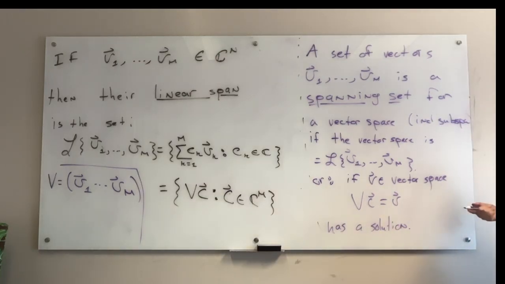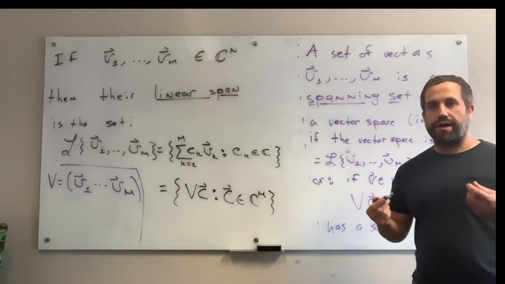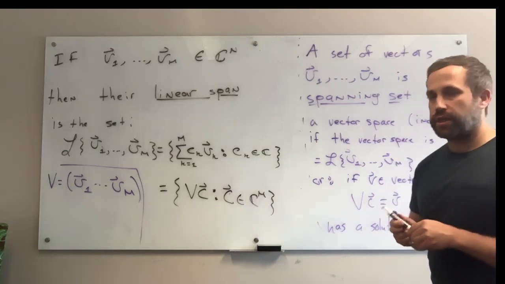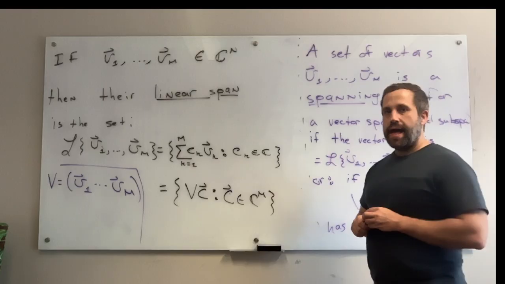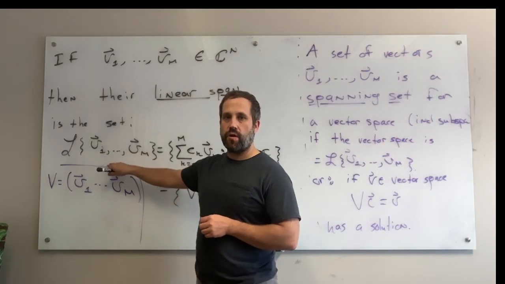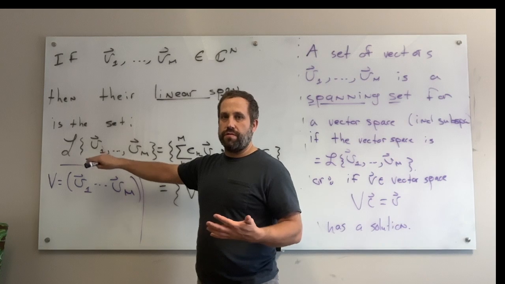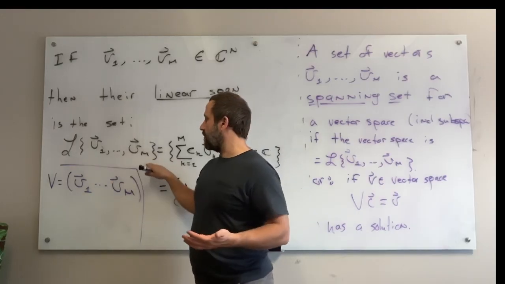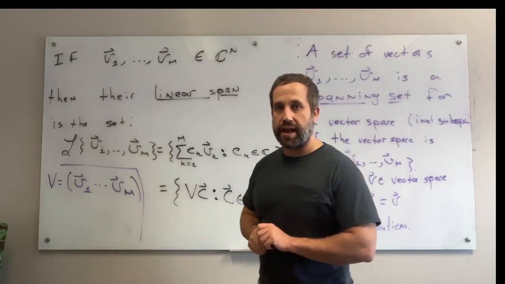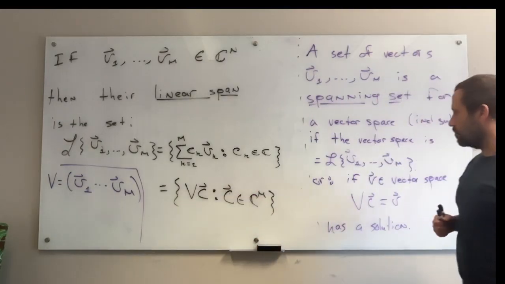Just by definition, a set of vectors is a spanning set for its own linear span. A set of vectors is a spanning set for a vector space if the vector space is equal to the linear span of those vectors. Here we're defining the linear span of a set of vectors as a vector space, so by definition these vectors are a spanning set for their linear span. I mean, that seems obvious.